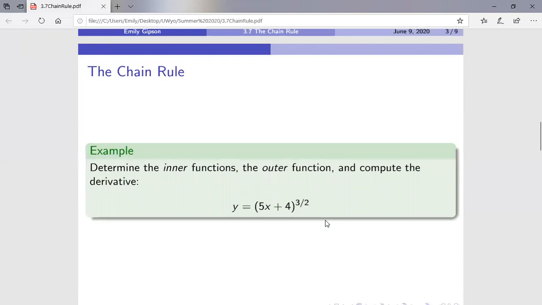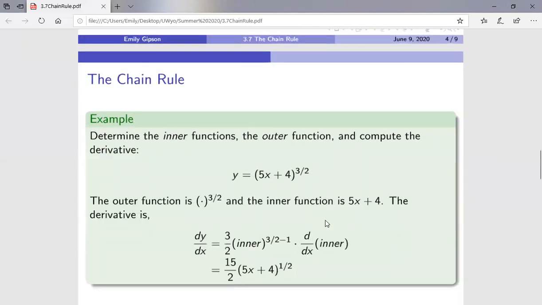I want you to first determine the inner function and the outer function, and then compute the derivative. For this one, I'll walk you through it. The inner function is 5x plus 4, and the outer function is raising something to the power of 3 over 2.